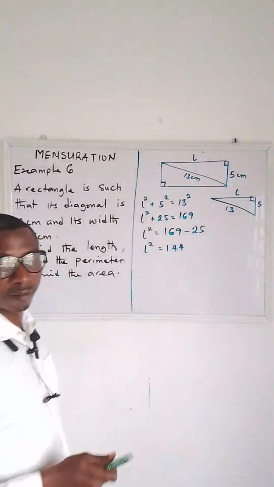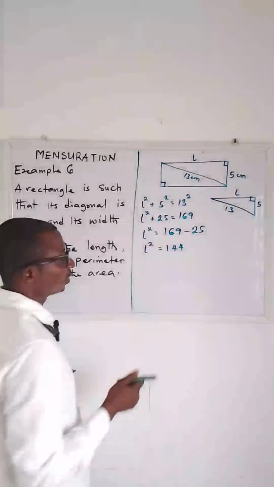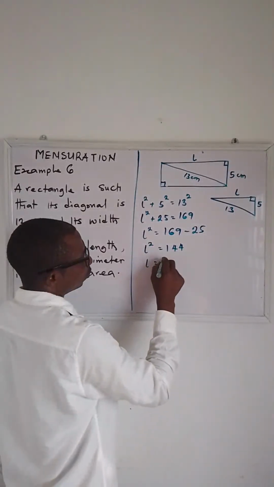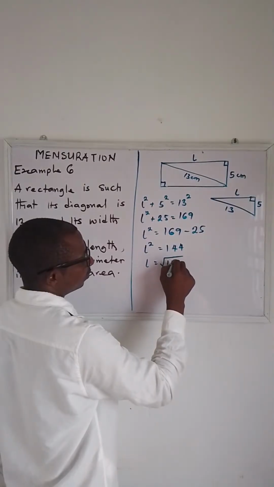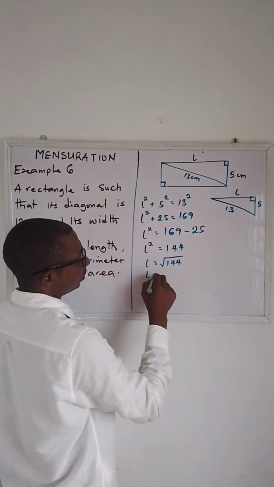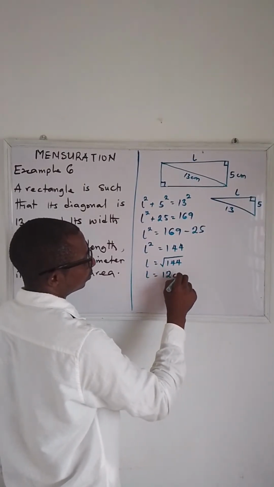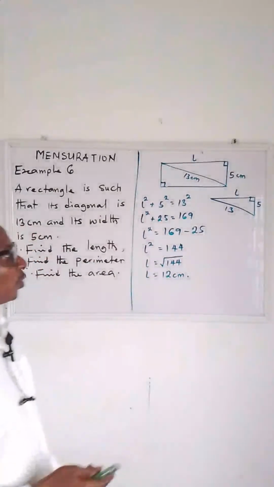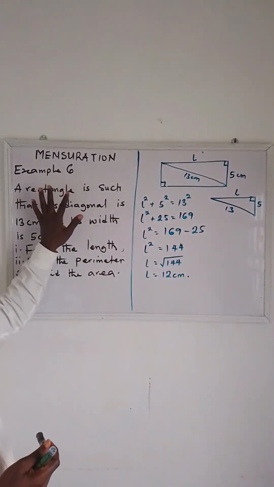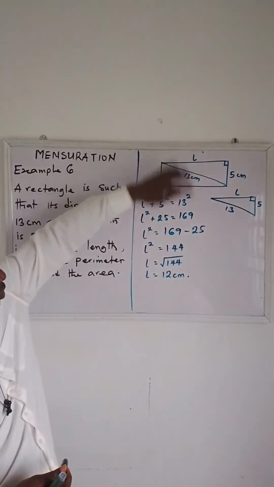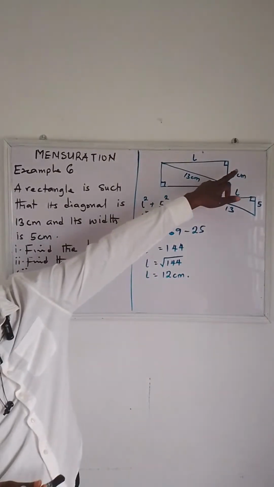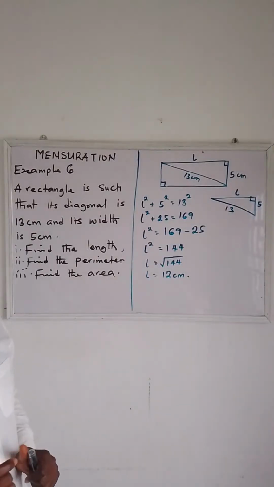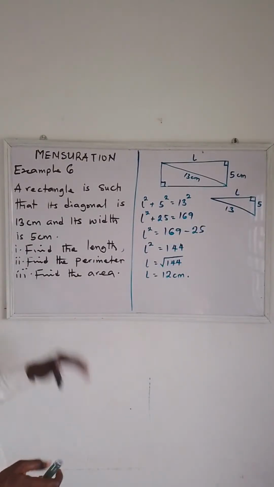Now here you can find square root of both sides. So you have L equals to square root of 144. Okay, and L is what? 12 centimeter. So that is the length. So now this rectangle under discussion, the length is 12 centimeter while the breadth is 5 centimeter. I hope you understand that. So that's the first part of the question.